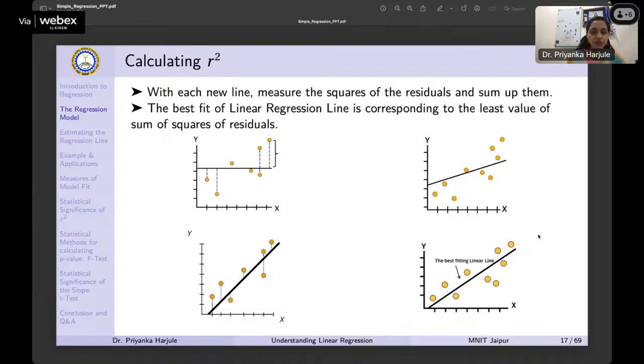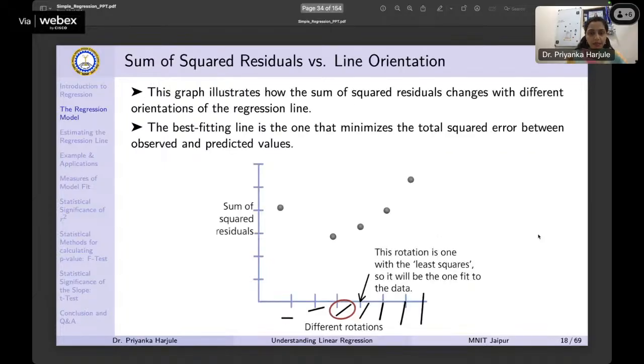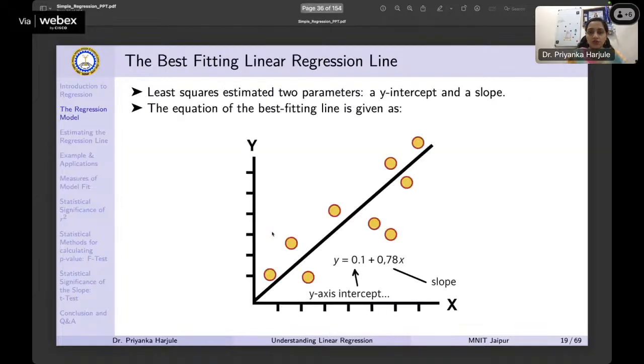So this is basically an intuition behind it. We will look at it mathematically very soon. So, as I said, this is an optimization problem. In this graph, you can see how the sum of the squared residuals changes with the orientation of the line. So we choose that line for which the sum of the squares is minimum of all. So this is how the best fitting line is obtained, by choosing the minimized value of the sum of the squares. So this will give us an intercept and a slope.